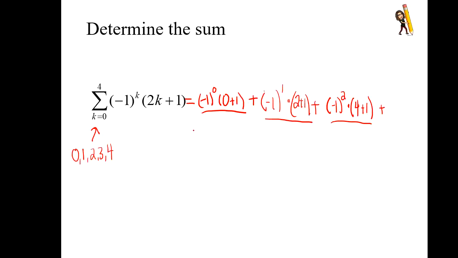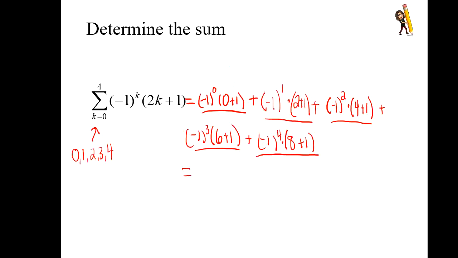Plus, now we're plugging in 3, so that's going to be -1 to the third, all times 2 times 3 is 6, plus 1. We're plugging in 4. Our last one is going to be -1 raised to the fourth, 2 times 4 is 8, plus 1. Okay, so now we need to simplify each one of those 5 terms.